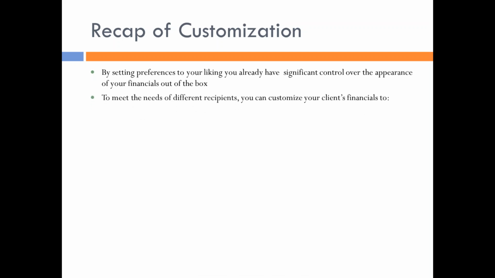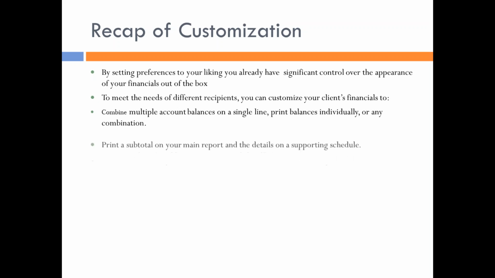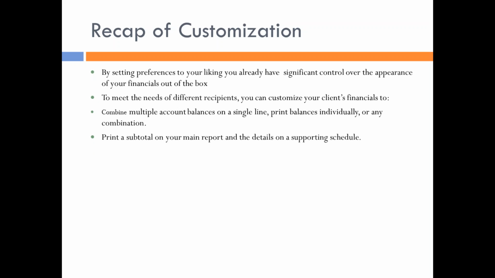But if you need to meet the needs of different recipients, you can customize your financial statements to do the following things. You can combine multiple account balances on a single line. You can print the balances individually, or you can use various combinations. You can have some that are combined in a group, others that you want to print the details, etc. You can print a subtotal on your main report and the details on a supporting schedule. You can control the sequence in which the accounts print on your statements.